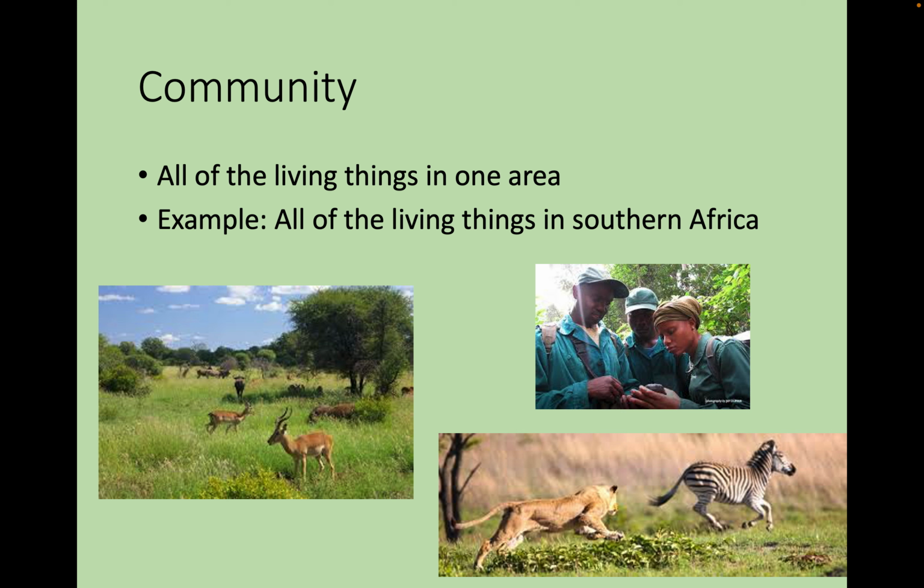A community, which again has many definitions, so be careful if you Google it. A community is all living things, so it is the cheetahs, but also the lions and the hyenas and the zebra and the giraffes and the elephants and the gazelles and the humans and the grass and the trees and the mushrooms, everything, all the living things in that area.